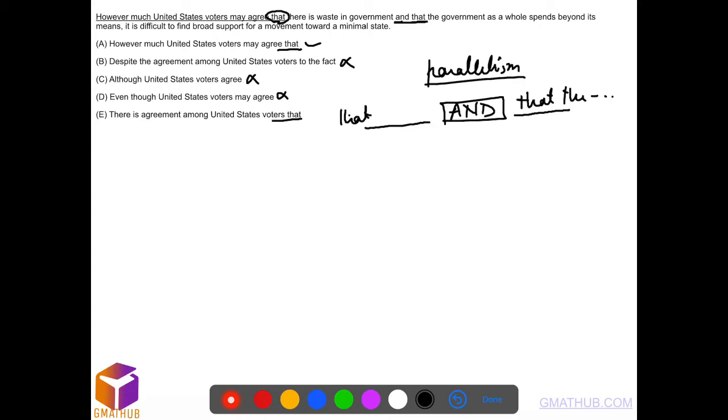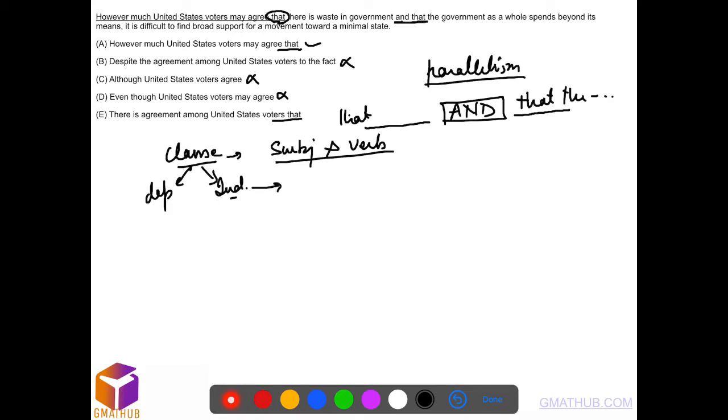Second thing, a clause. A clause is something which has a subject and a verb. Clauses are of two types, dependent and independent. Independent clause means which can sustain a meaning without any outside support. For example, I completed my task. I completed the work. Now this has its own meaning without any other support.